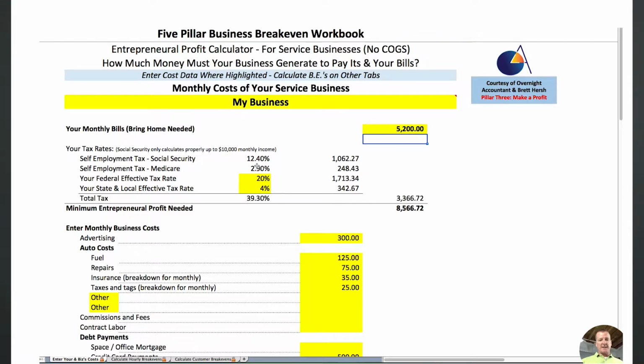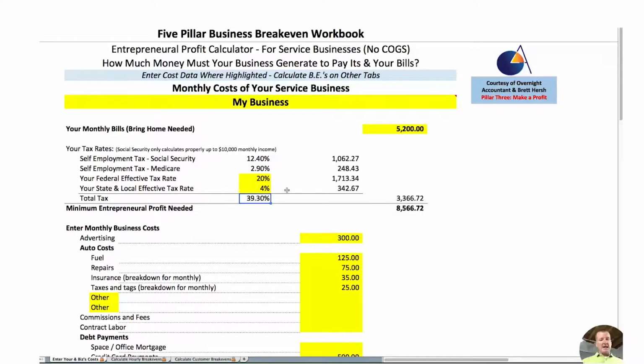Right here, you want to enter your tax rates. You've got Social Security, Medicare, your federal income tax, and also your state and local income tax. This is based on your effective rate, or your marginal tax rate, meaning every additional dollar you bring into the home, what rate is it going to be taxed at? I plugged in 20%, which is kind of a middle of the road tax rate, and also 4% for state and local. What is surprising here is that your effective tax rate total for self-employment tax, what we call Social Security, Medicare, and your federal and state tax, will be 39%.